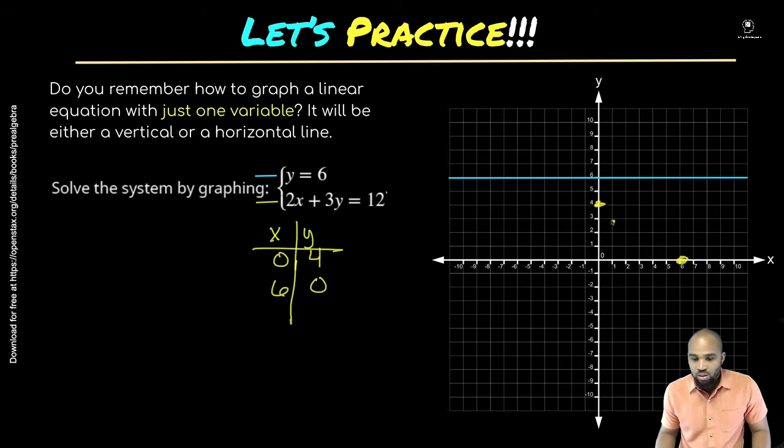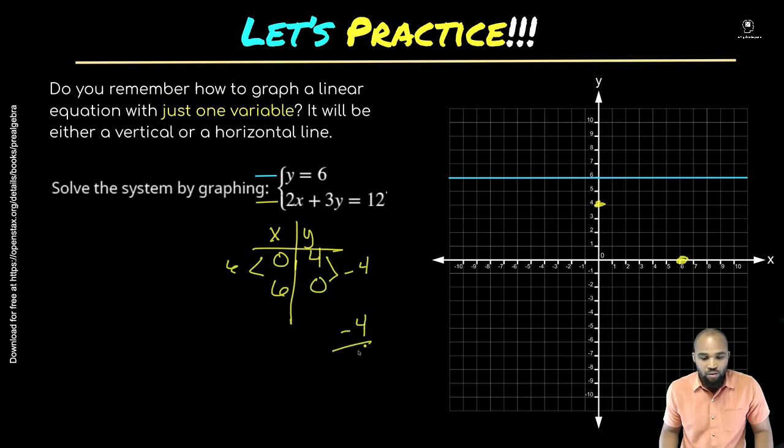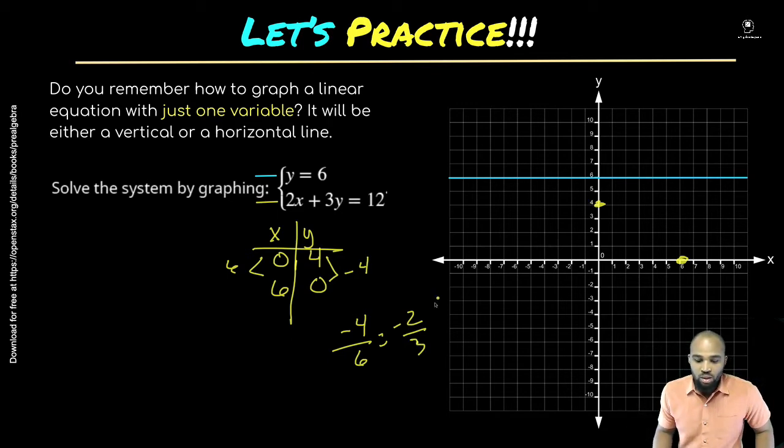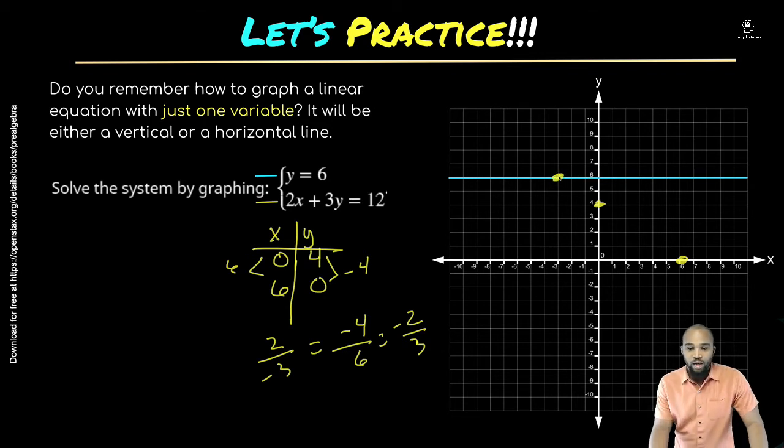I'm going to connect those dots. Actually, let me make sure I got the right slope. So this is going down 4 and over 6. So -4 over 6 reduces to -2 over 3. So it's going down 2 for every 3. So I can also write that as up 2 to the left 3. So I wanted to be careful there before I drew that line, so I counted, and I can see that's where the intersection is.